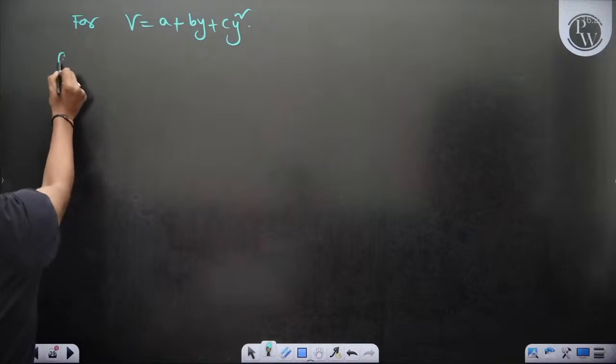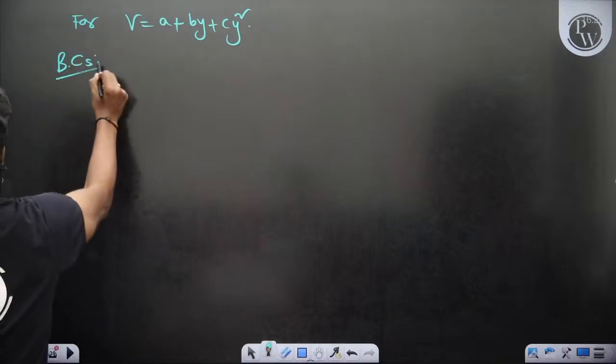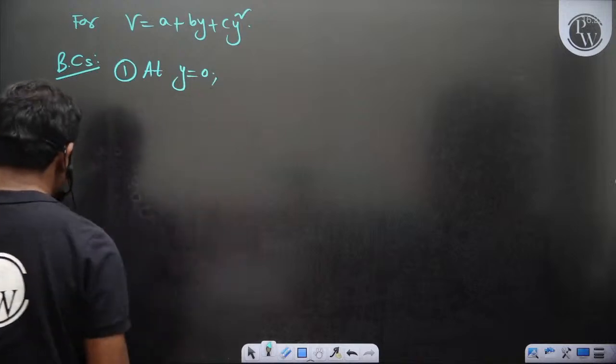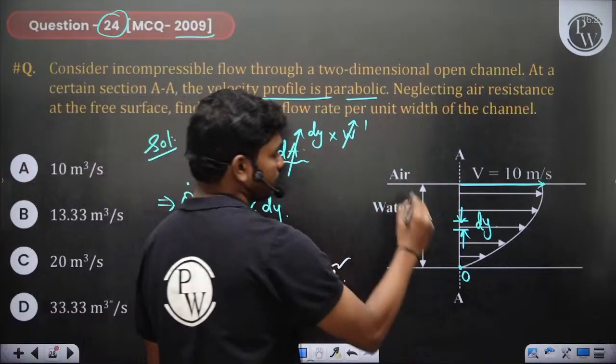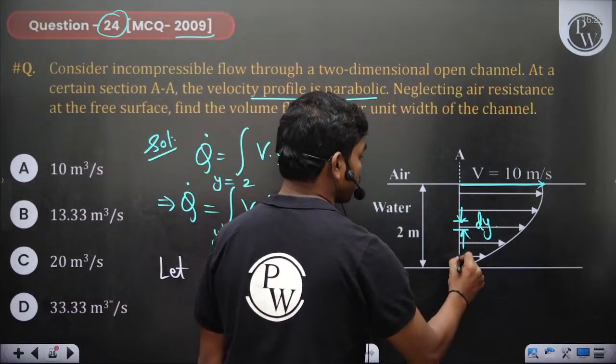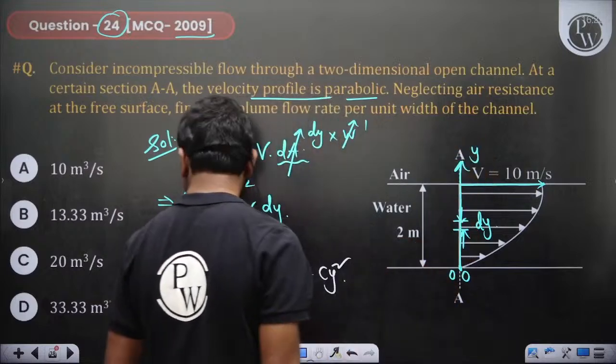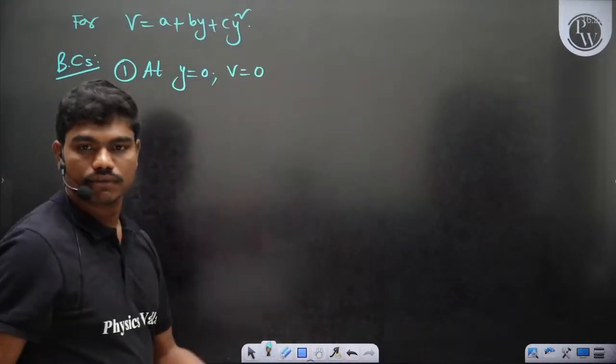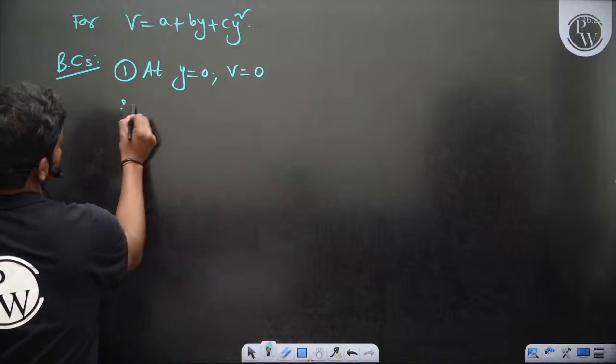So to solve this we need boundary conditions. The first one, at y equal to 0. You see y is being measured from this direction, 0. So at y equal to 0, because of no slip, v equal to 0. So I have told one boundary condition.